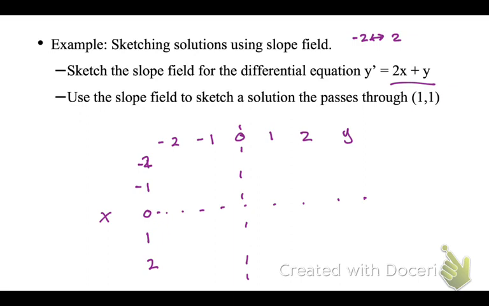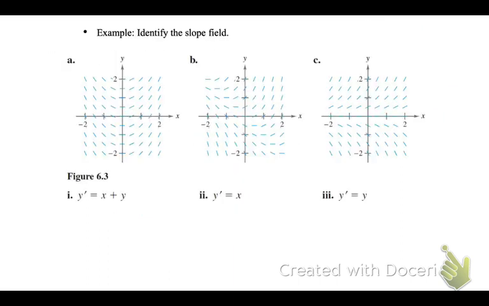Why did you do -2 to 2? Because I just said -2 to 2. Because if you only have 3, is it going to give you any picture of what you have? What it says is sketch a slope field. So this would be my slope field. And then what passes through 1, 1. So there's a slope field, and then you sketch the graph through that point, 1, 1. Right there. Okay. Got it now?